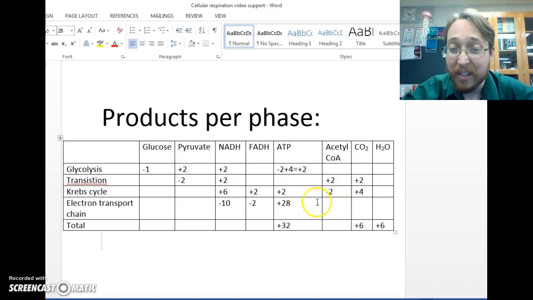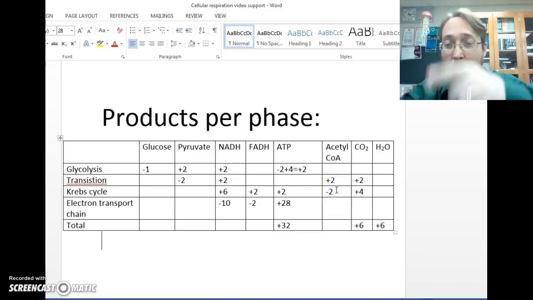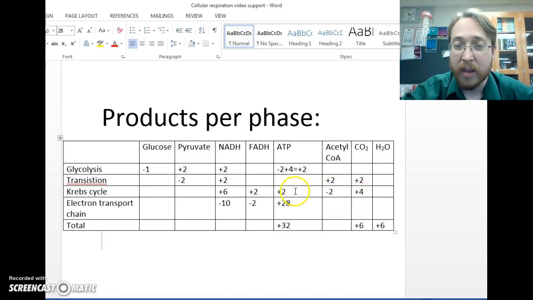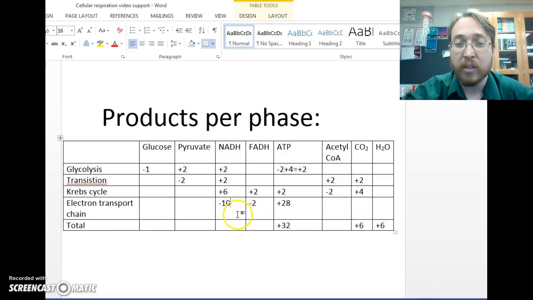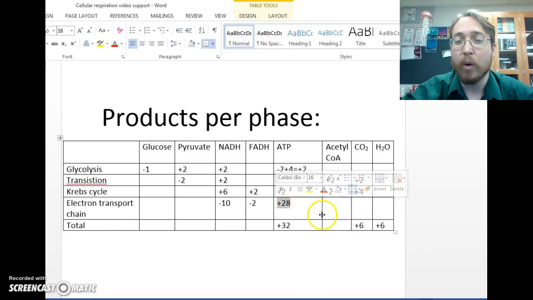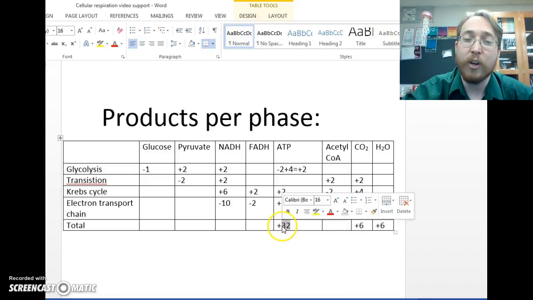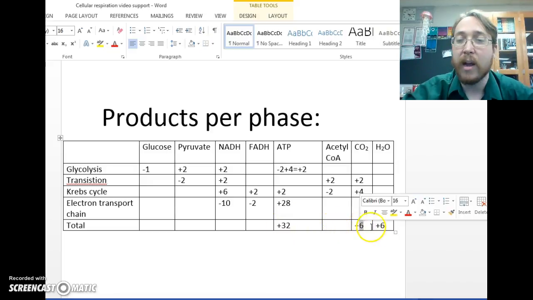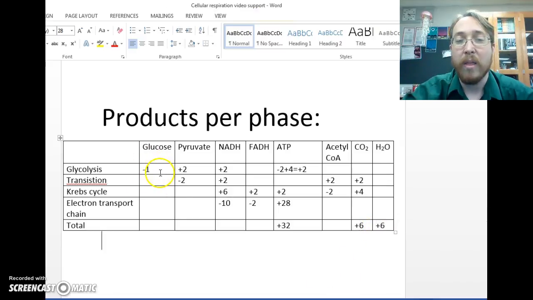Well, the Krebs cycle needs the acetyl-CoA to start it, and as we go around that loop, we make more carbon dioxide, a little bit of ATP, and many more electron carriers. We've got 6 NADH and 2 FADH. That's great. So now that we've got all those electron carriers, we can go to the electron transport chain where we use the electron carriers to pump the hydrogen out, and when the hydrogen comes back in through ATP synthase, we get more ATP, bringing us to a total of 32 ATP and 6 carbon dioxide and 6 water for the molecule of glucose that we put in.